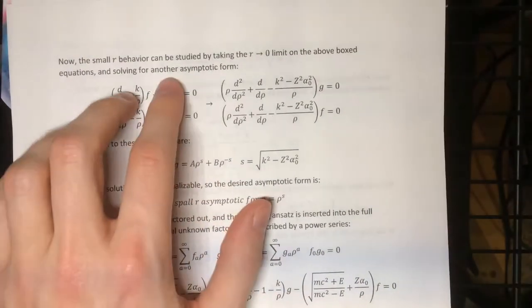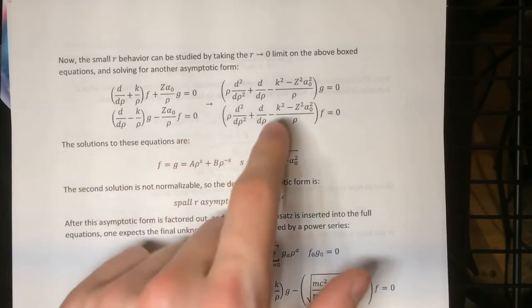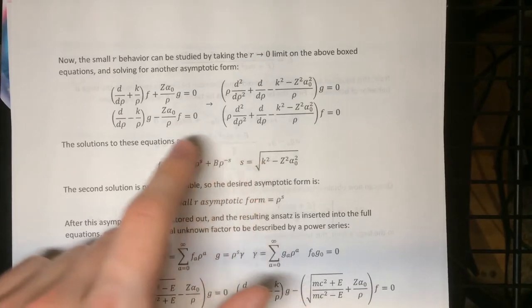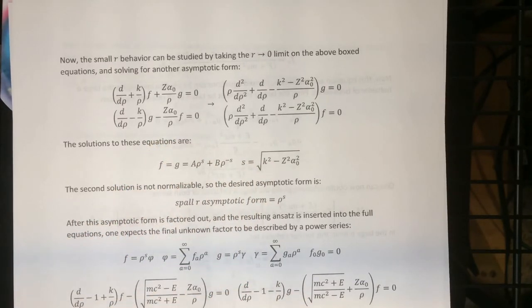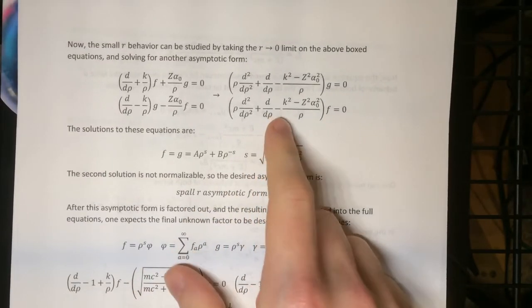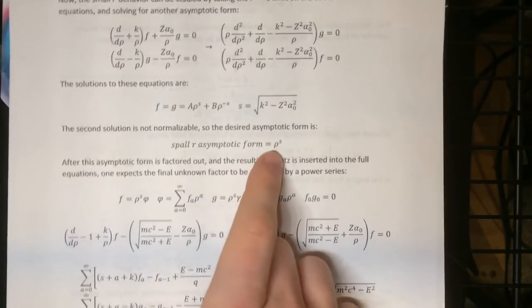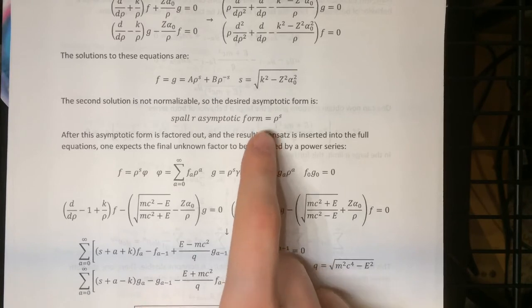Now for the small r behavior. So we take the limit of those equations as r goes to 0, and we are left with these equations here, and then we can manipulate them. We can do some substitution to get separate equations for f and g, and then we get these solutions here, and then normalization tells us to pick that particular asymptotic form.